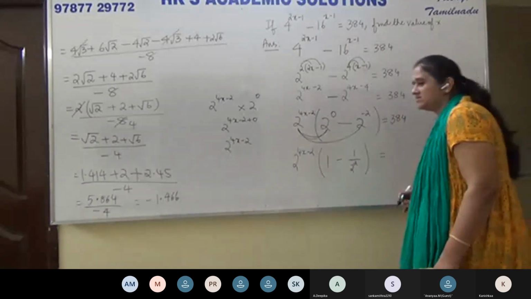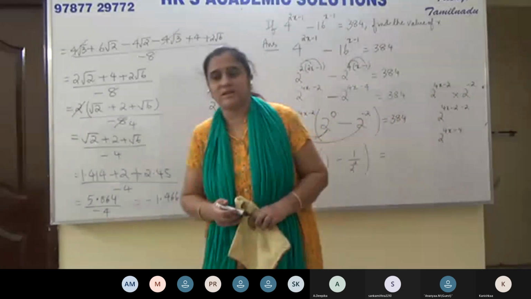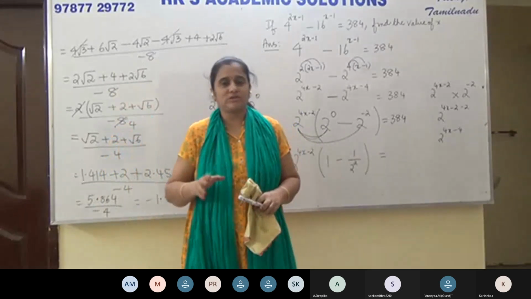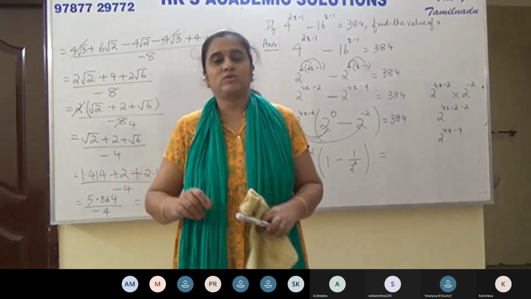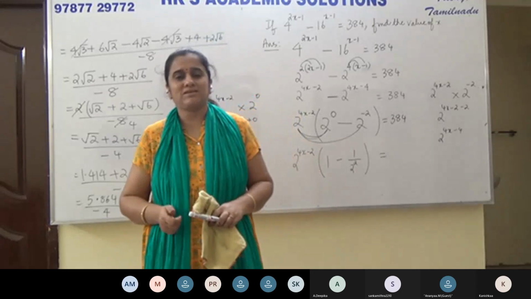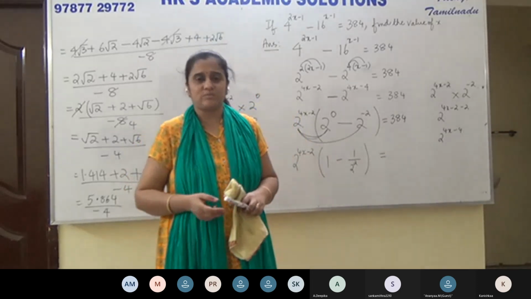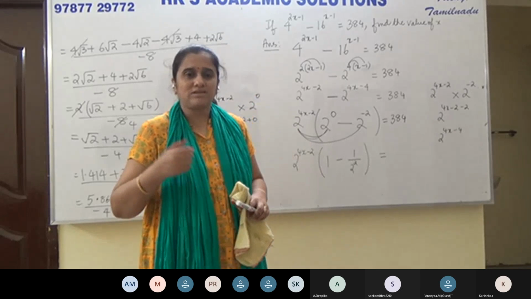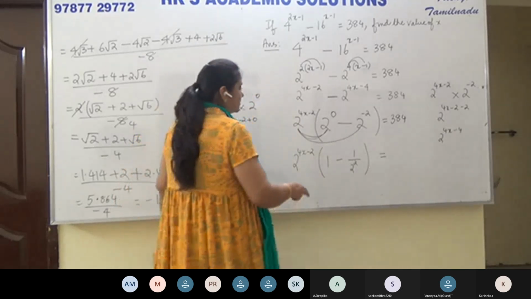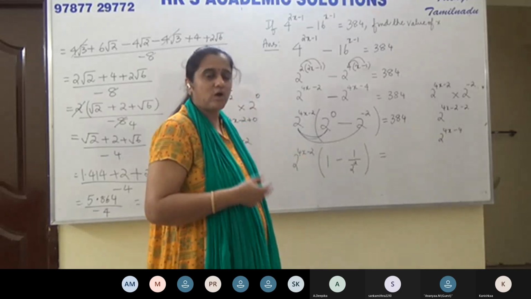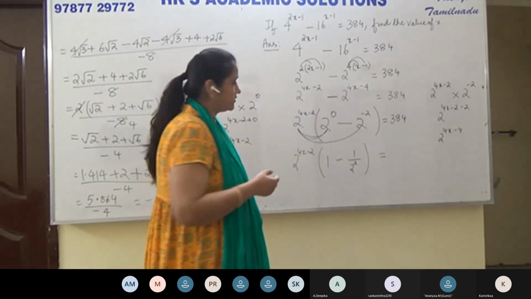Why? Because when the power is negative and you need to make it positive, you need to take the reciprocal of the base and write the negative of the power. That's how you write the equivalent of an expression. If you want to write the equivalent of an expression, 2 to the power minus 2 can be written in a different way. How can you write that with a positive power?